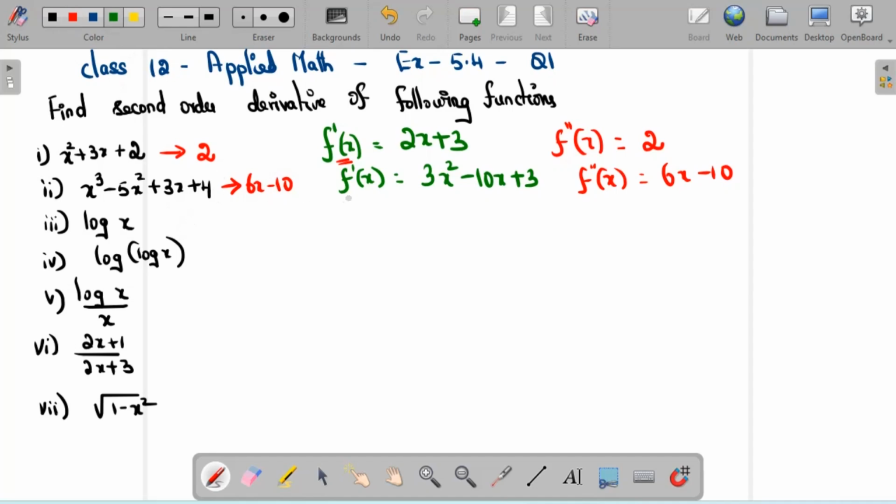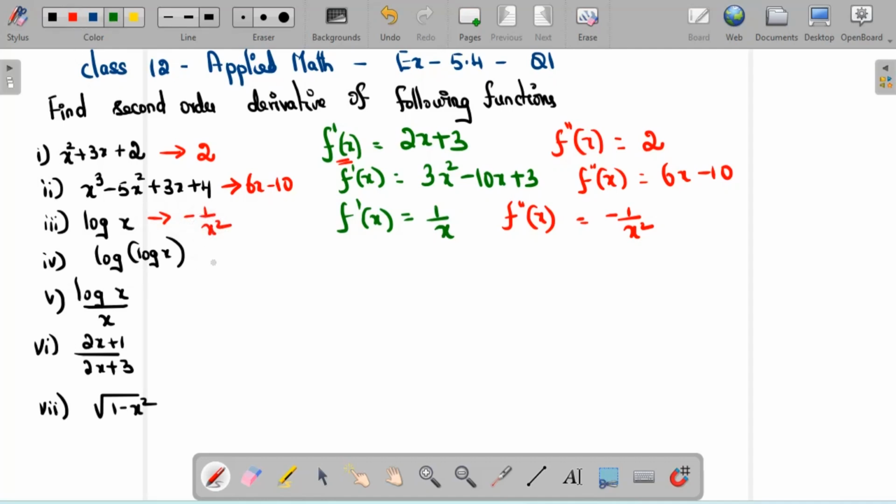Now let's move on to the third one. So when you differentiate log x, you're going to get 1 by x. So this is the first order derivative. As for the second order derivative, it is the differentiation of 1 by x, which is nothing but minus 1 by x squared. So the answer here is minus 1 by x squared.